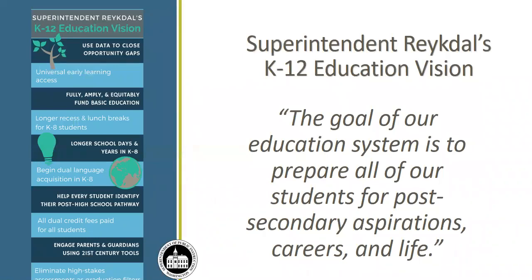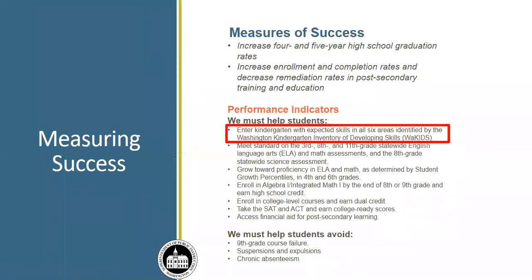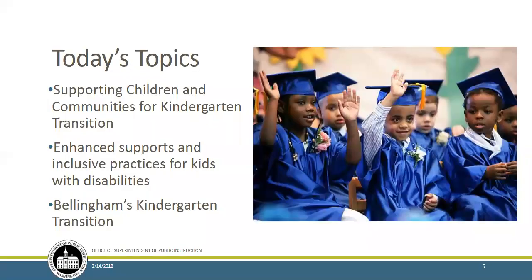Superintendent Reykdal's K-12 vision has 3 phases, each lasting 2 years, from small improvements to a full redesign of the K-12 education system. Building universal learning access is one of his goals that we want to touch on today. Entering school kindergarten ready is a formative assessment of where students are when they enter our school system and the start of a continuum leading to eventual graduation. Today we're focusing on easing the transition to kindergarten, and we're going to talk about these goals.